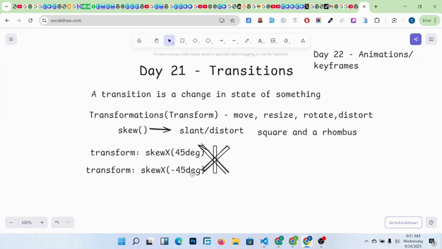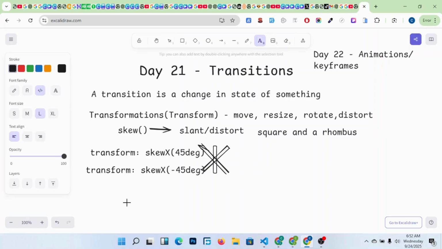Okay. So if I give an example, like for example, transform.